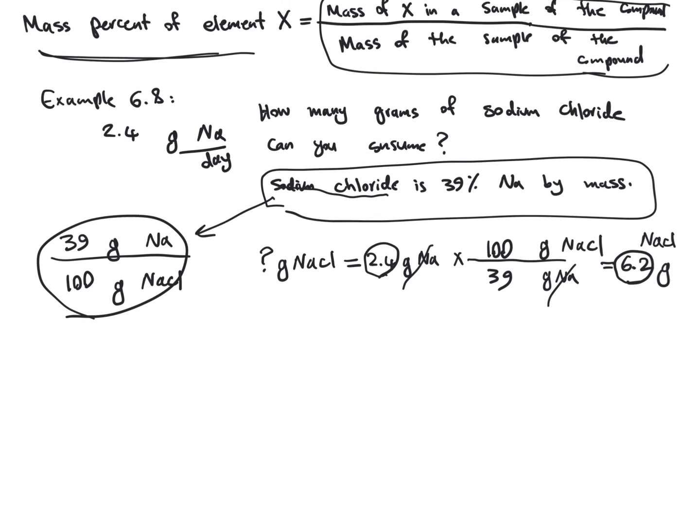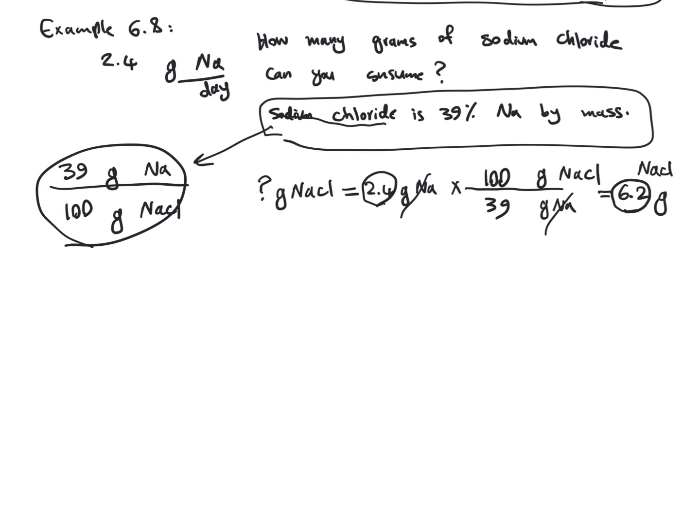Now, I'm going to solve the same problem but with moles. Imagine we're not given the mass percent, and we want to solve the problem ourselves with the periodic table and molar mass. So the procedure is the same. You write how many grams of sodium chloride equals 2.4 grams of sodium.